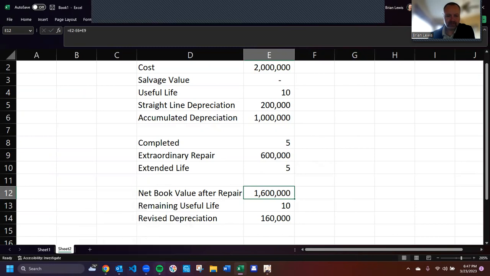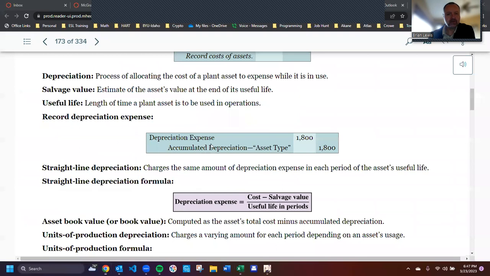Okay, that's set. Let's go back to our problem. So this should be straightforward, right? When you record depreciation, you debit the expense and you credit the accumulated depreciation amount.